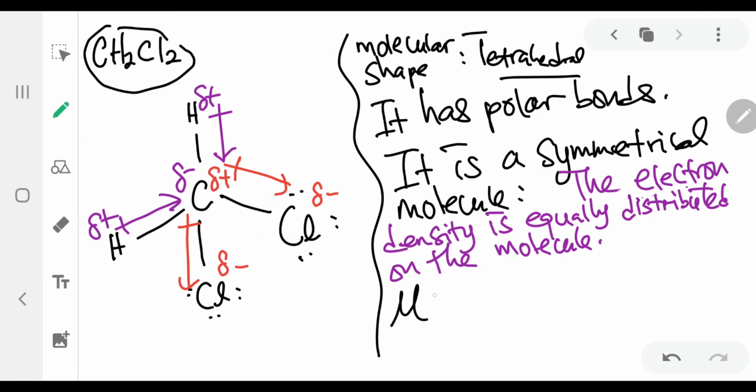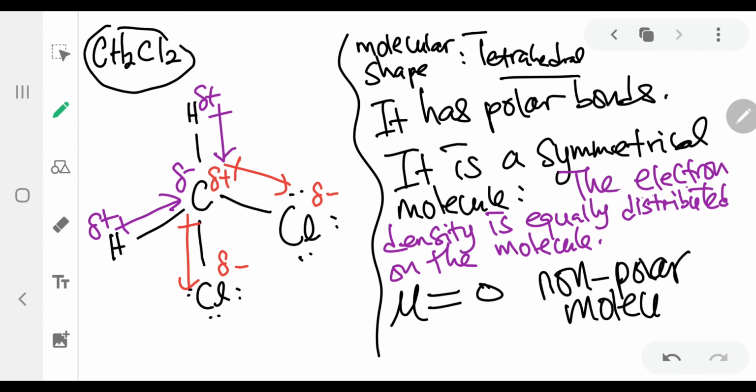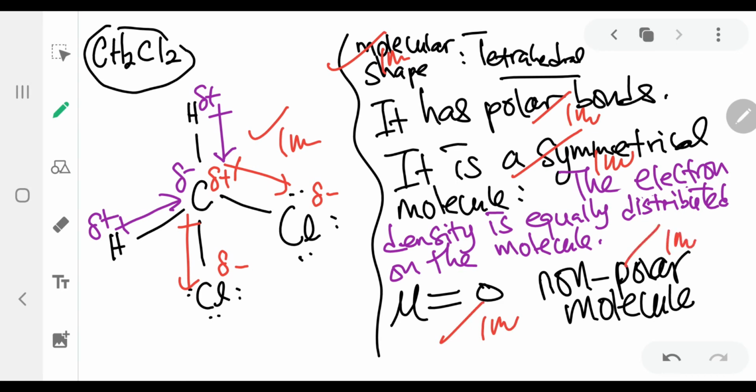Okay, so when that is a symmetrical molecule, you do not have a resultant dipole moment. So you have dipole moment equals to 0. This one is a non-polar molecule. Okay, so you will get 1 mark for those signs being shown, and the partially positive and partially negative. 1 mark for the shape, 1 mark for telling them it has polar bonds, 1 mark for this, 1 mark for that, and 1 mark for this.